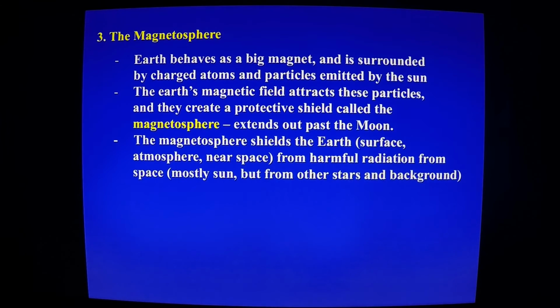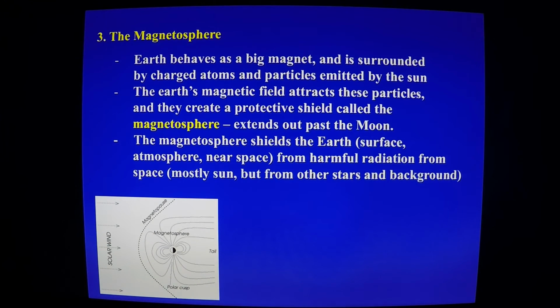So what this magnetosphere does, remember it's all these charged particles given out by the sun that are sort of held in place by the Earth's magnetic field. They create a shield that keeps out a lot of harmful radiation from space. Out in space, there are some nasty types of radiation. We have X-rays and gamma rays and various types of radiation that can really adversely affect humans. But we are mostly protected from a lot of that by this magnetosphere.